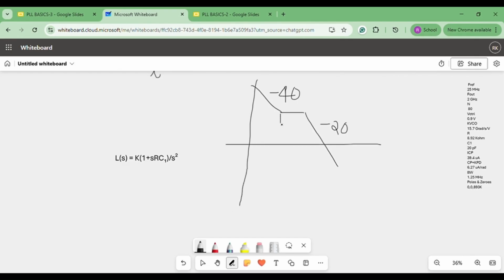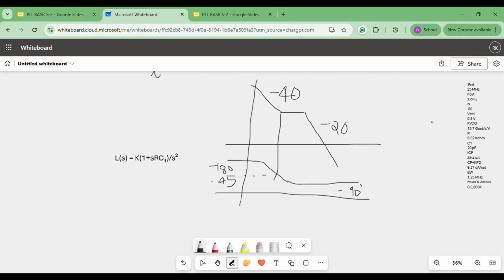Suppose the zeros are here. So how will our phase response look? Our phase response will start from minus 180 and it will give minus 45 at the zero, and then it will drop to minus 90. This is how our phase response should look.